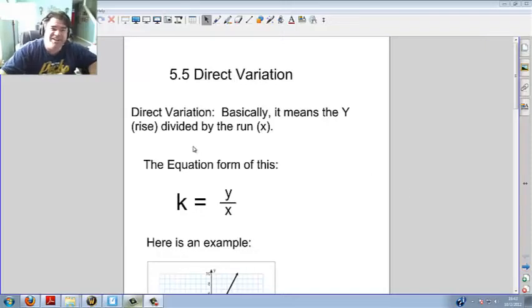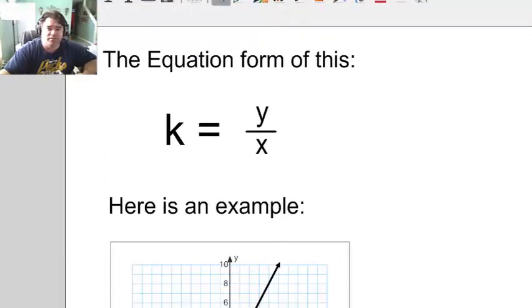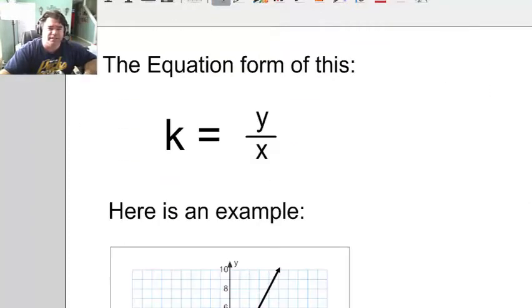Alright, so direct variation basically just means y, which is the rise, divided by the run, which is x. Now you remember before how we had y2 minus y1 over x2 minus x1? Well, here's a neat trick. If something goes through 0, 0, all you have to do is take any point and just take y divided by x, and it'll work all the same. The k in this case is like the slope, but k means it's conditional to going through 0, 0.